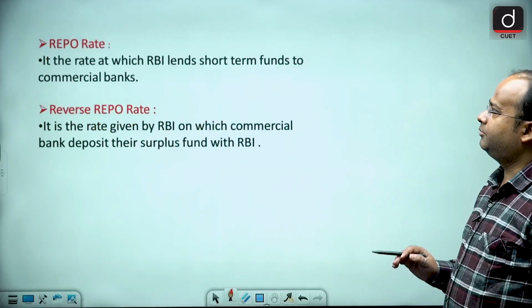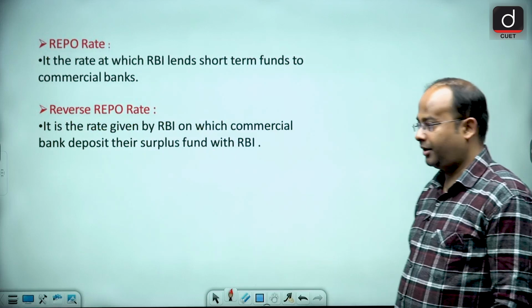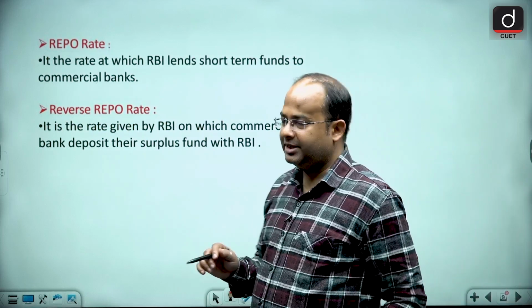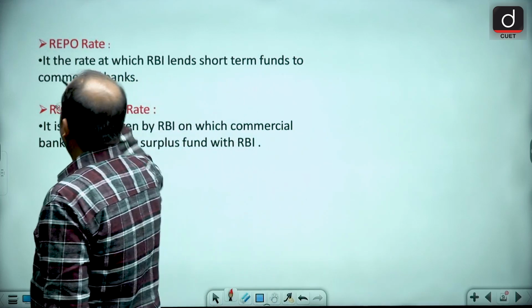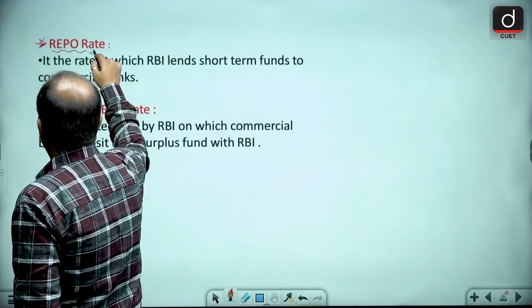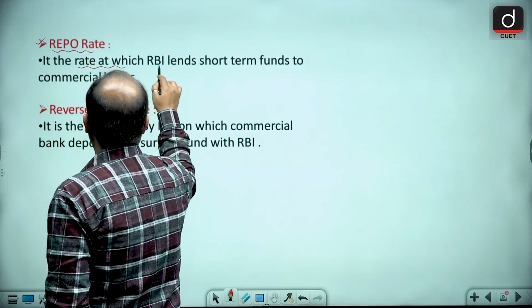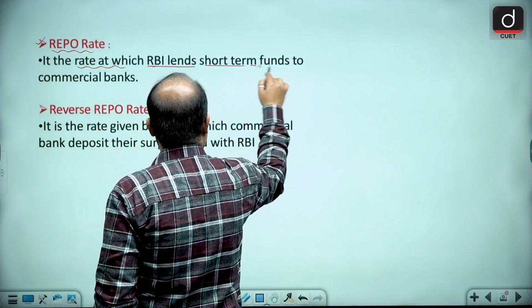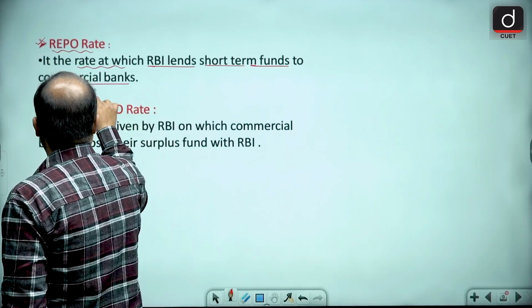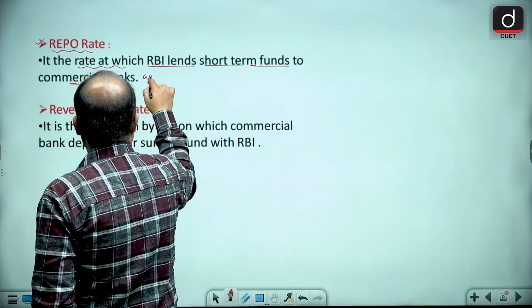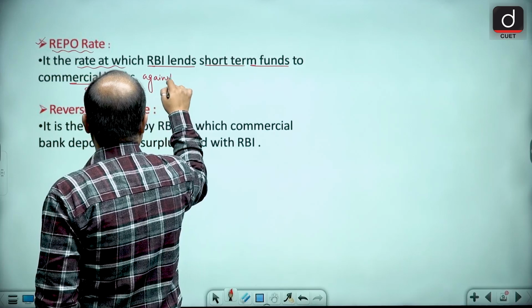Now guys, let's come to the third thing, that is called the repo rate. Repo rate, guys, is the rate at which RBI lends short-term funds to the scheduled commercial bank. So this is for the scheduled commercial bank, and it is done against government securities.